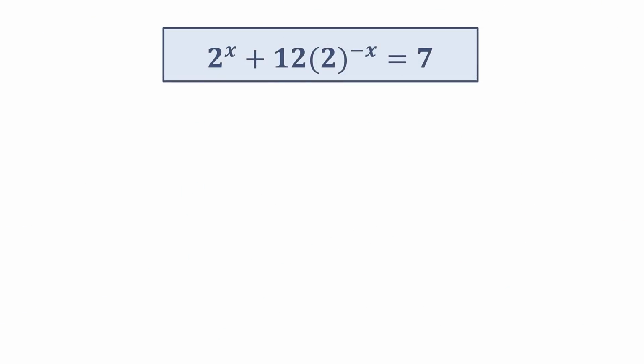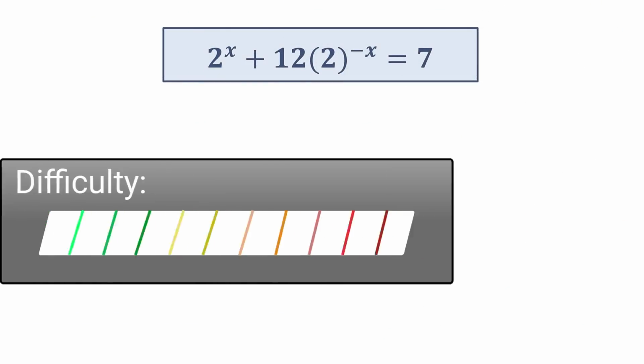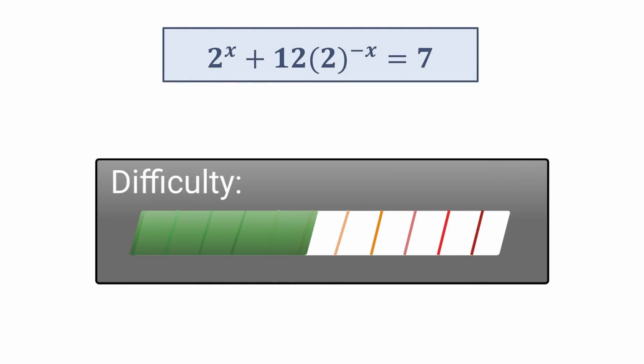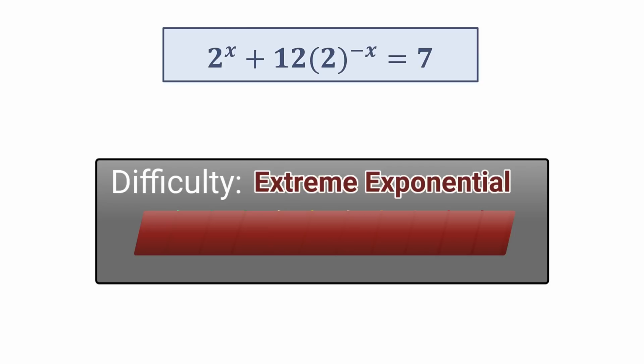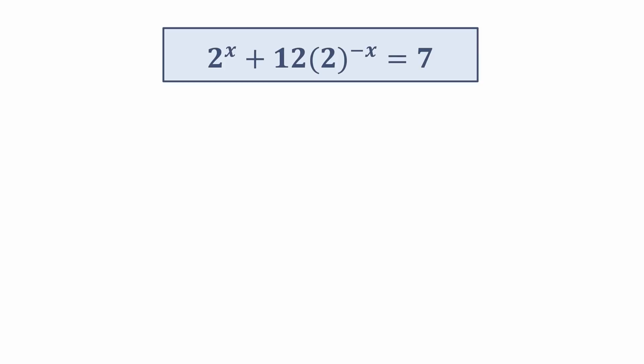Here's the 11th equation, the very last one, the most difficult one. This is an exponential equation where you may not know where to start. There's actually a hidden quadratic here, and you'll only be able to see it if we multiply both sides of this equation by 2 to the x to start with.